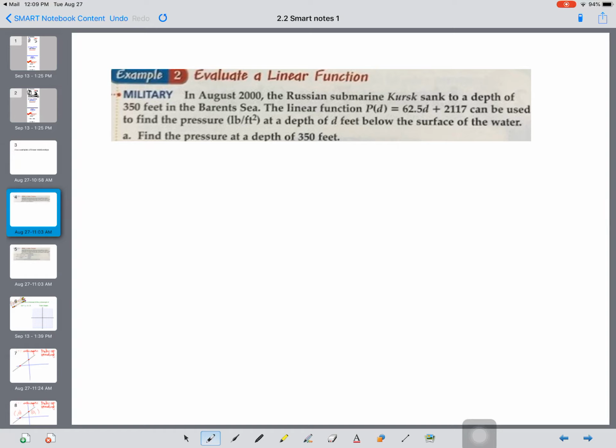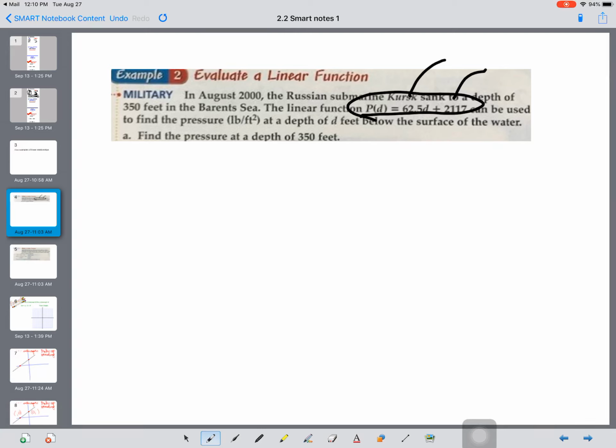But they have an equation here that defines the pressure at a certain depth, d. So they're telling you that d represents the depth of the water. And you can research why this 2117 is there and what the 62.5 is about. Those are very specific numbers, not just random made up ones. But the question is to find the pressure on the ship at a certain depth. Now, if you're the captain of that ship and you're sinking, you need to know that, and being able to figure out that number quickly is obviously an important aspect.